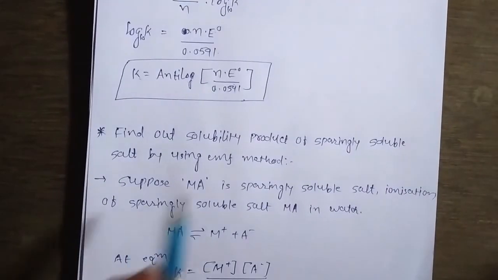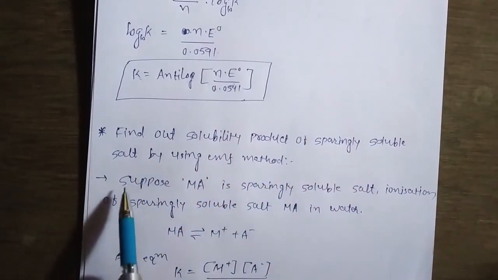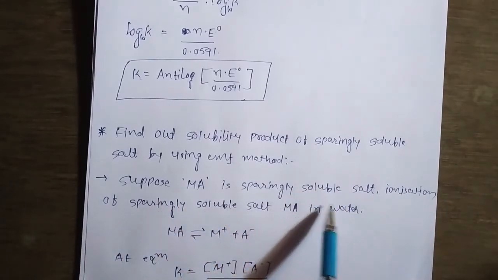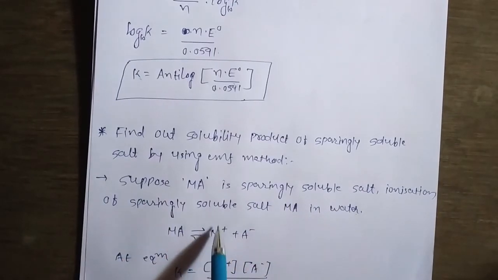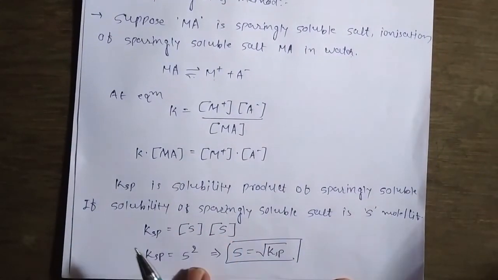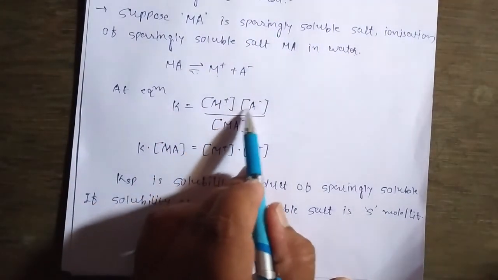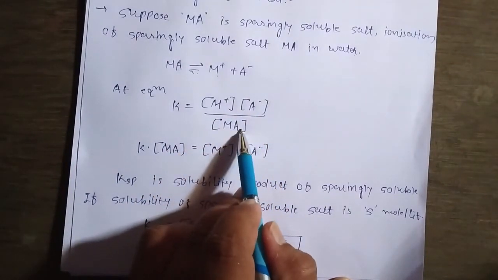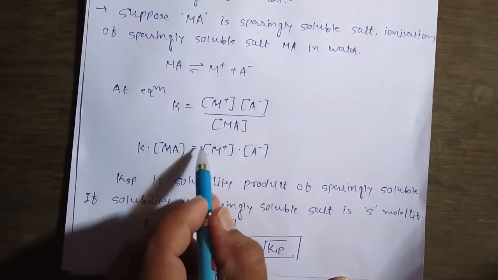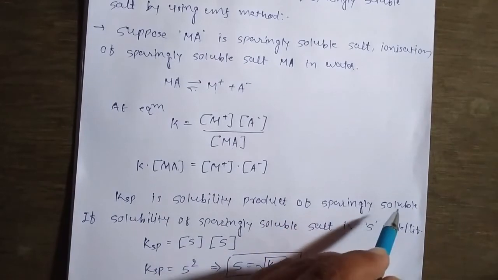Now find out the solubility product of a sparingly soluble salt by using the EMF method. Suppose MA is a sparingly soluble salt. Ionization of the sparingly soluble salt MA in water: MA is in equilibrium with M⁺ plus A⁻. At equilibrium, K is equal to concentration of M⁺ into A⁻ divided by concentration of MA, that means product divided by reactant. Then K into concentration of MA is equal to M⁺ into A⁻, so Ksp is the solubility product of the sparingly soluble salt.